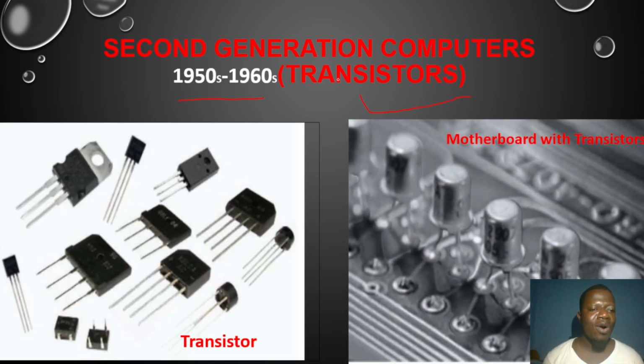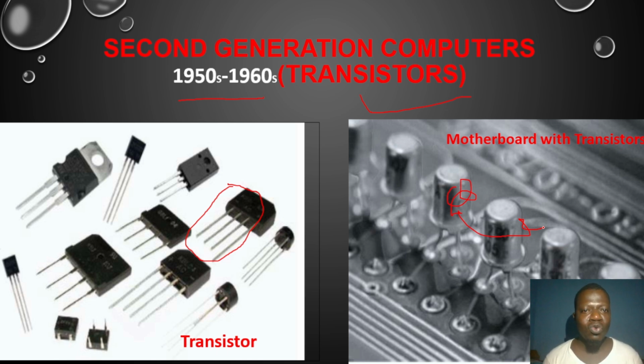Yes, this is how the transistor looks. So you see the picture. This is one transistor, and over here in our second picture you could see the transistor being mounted on the motherboard of the computer. So based on this technology, the transistor used during the period of 1950s to 1960s gave birth to the second generation of computers that we are talking about today.